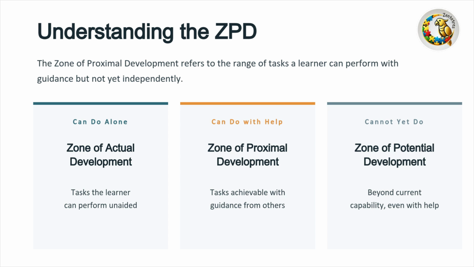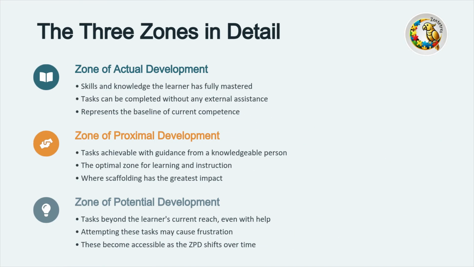These are tasks the learner has already mastered. In the middle is the ZPD itself, the critical zone where a teacher, parent, or more capable peer can guide the learner to success. On the right is the zone of potential development, which represents tasks that are still too difficult even with assistance. The goal of effective teaching is to work within the ZPD, gradually helping learners expand what they can do independently. Let us look at each zone in more detail.